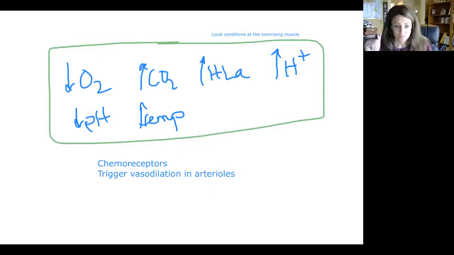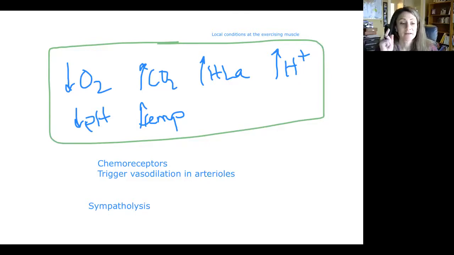Okay, so we have epinephrine going through our blood everywhere it's going, except for the skin. It's trying to cause vasoconstriction. But at the arterioles near the working muscles, these conditions are occurring. They're being sensed by the chemoreceptors and causing those vessels to dilate. So we're getting vasodilation in these arterioles, even though there's epinephrine trying to cause vasoconstriction. Okay, that's called sympatholysis. So sympatholysis is when we're able to get vasodilation in the arterioles, even though epinephrine is trying to cause vasoconstriction.